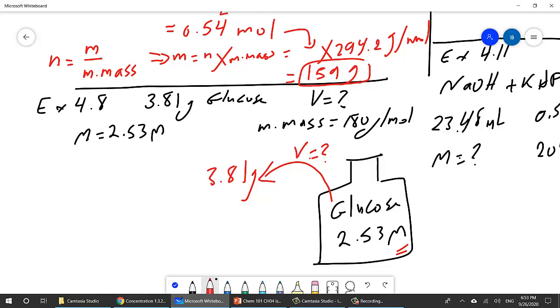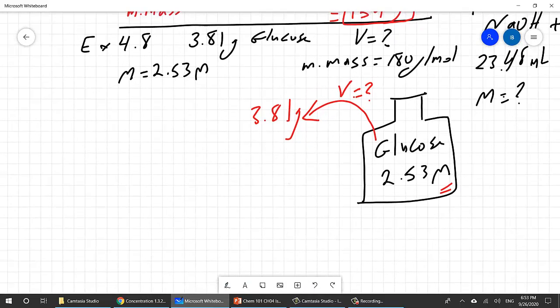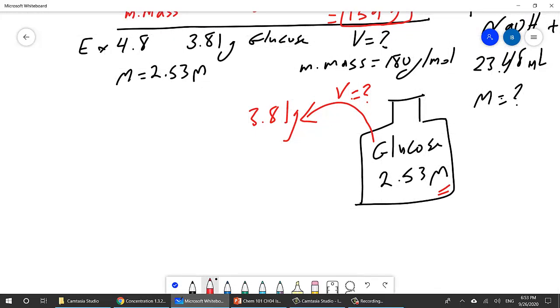So I have 3.81 grams of glucose. The volume is unknown. The molarity is 2.53 molar. The molar mass of glucose, I have calculated to be 180 gram per mole. So my plan here is, I know the molarity, and molarity equals number of moles over volume. I need the volume.